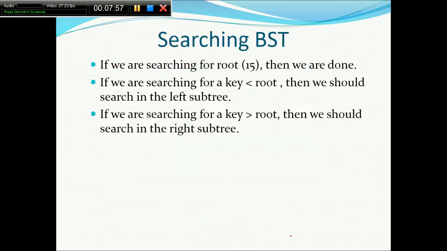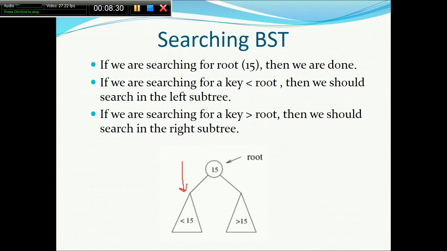Now, the next problem is how we can search for a key in a binary search tree. So if we are searching for the root, 15, then we are done. Otherwise, if we are searching for a key that is less than the root, then we should search in the left subtree. Obviously, this is 15, that is my root. If you are searching for 15, that is fine. If you are searching for any key value that is less than 15 here, I have to search in the left subtree.